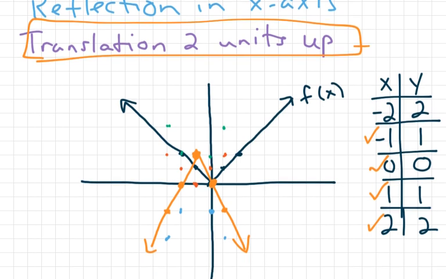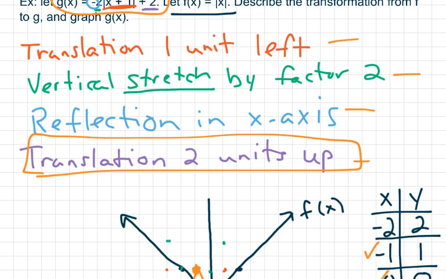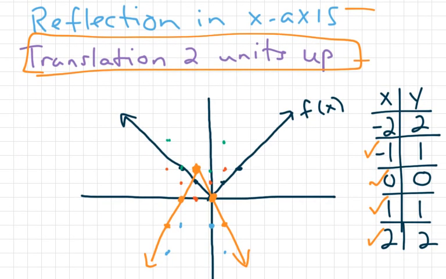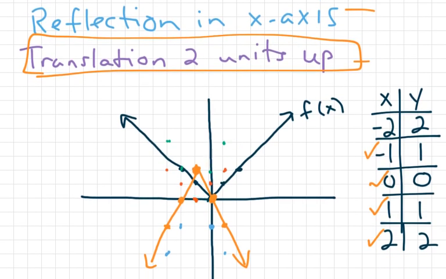But what I hope you can see here is that if I wanted to just talk about the translation 1 unit left, I could. If I look at my red dots, I've done that. I've already translated 1 unit left. If I want to add the vertical stretch by a factor of 2, now it's a little taller. If I want to reflect it, now it's pointing downward. And then when I translate it 2 units up, I just slide everything up.